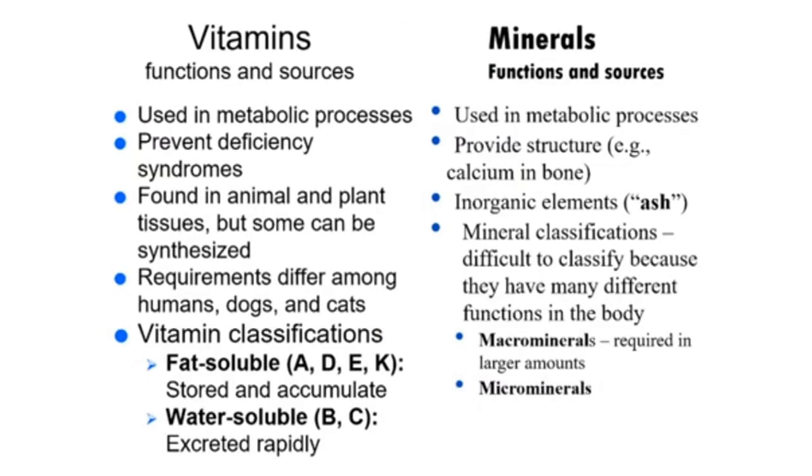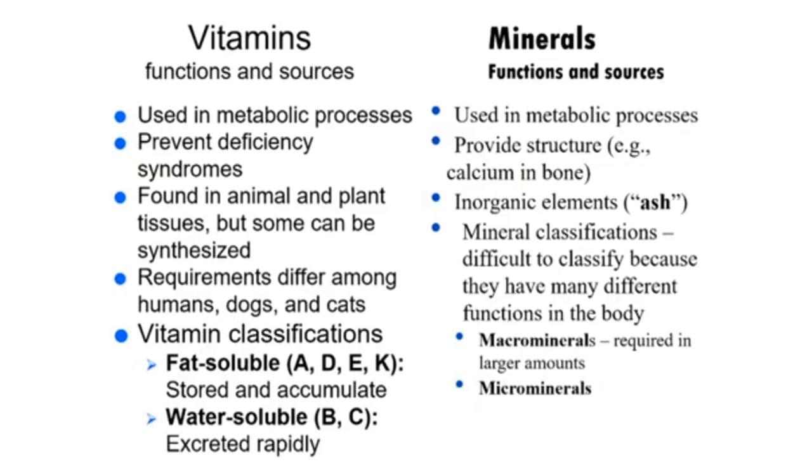Now we will talk about vitamins and minerals. These are considered micronutrients. Earlier we discussed macronutrients, which are required in larger quantity, like protein, fat and carbohydrate, whereas vitamins and minerals are very important but required in less quantity, so they are called micronutrients. First we will see the vitamins, their functions and sources briefly.